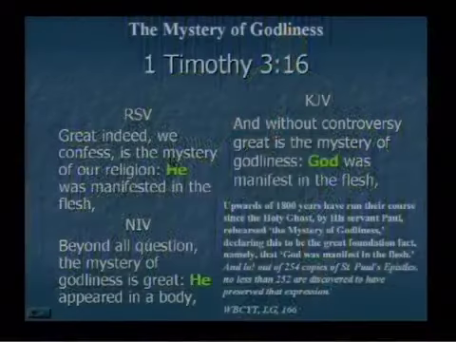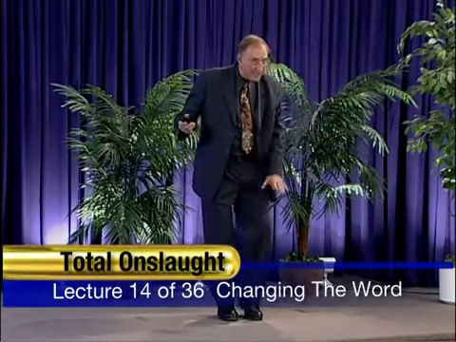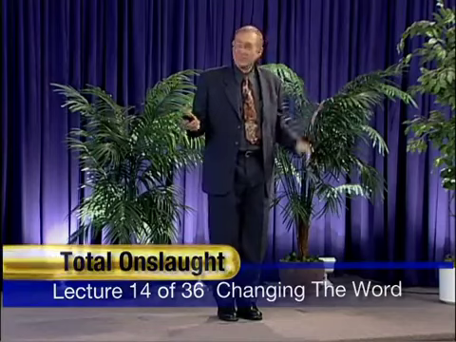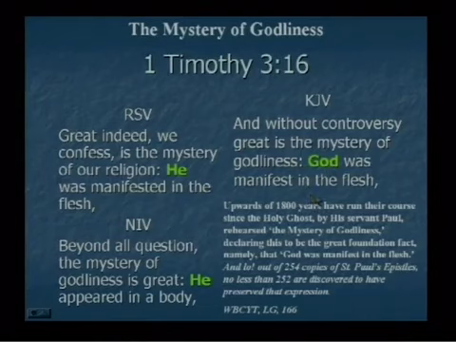Now, 1 Timothy 3:16. God, great indeed, we confess, is the mystery of our religion. He was manifested in the flesh. Who was manifested in the flesh? Hello, would you care to look at me? I am manifested in the flesh. Can you see me? I'm flesh and bones. It's no big deal. But here: and without controversy, great is the mystery of godliness. God was manifest in the flesh. There's a difference. You see how they systematically reduce Jesus and how they take him out of the Gospels? It's a shame. It's a crying shame.